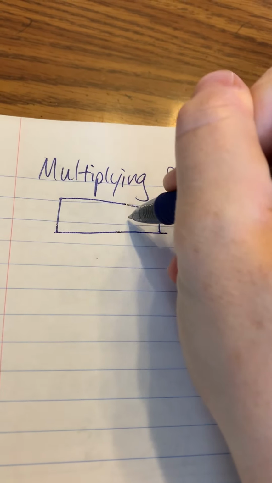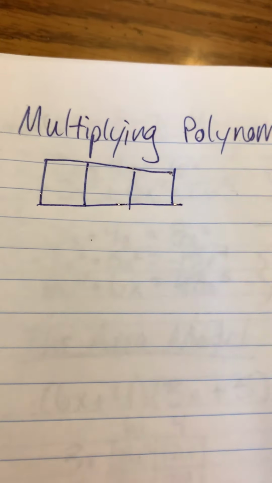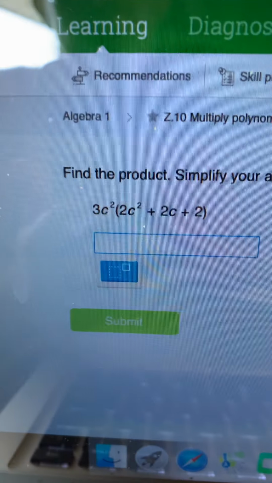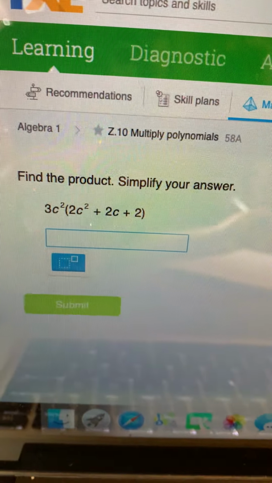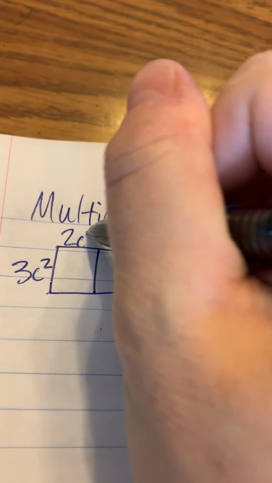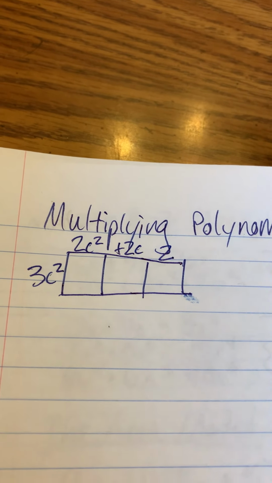So when I draw my box, I'm only going to draw one over there, but I'm going to make that side pretty long so that I can have one space over here, but 1, 2, 3 spaces up top. 3c squared needs to go on the short side, and 2c squared plus 2c plus 2 goes on the long side. And you just multiply all those parts.